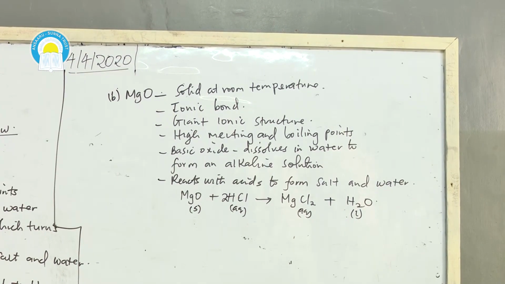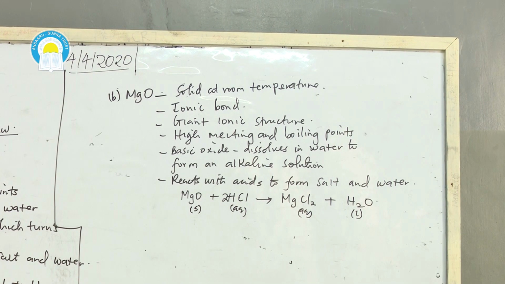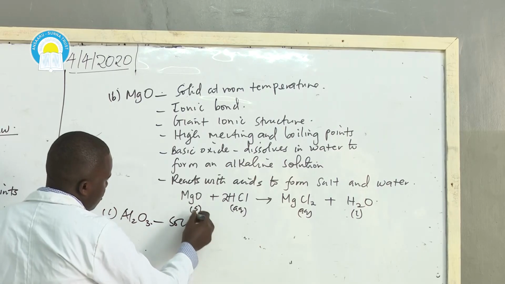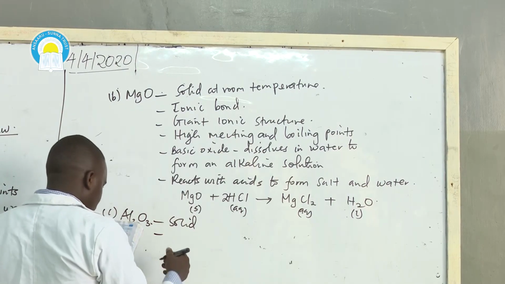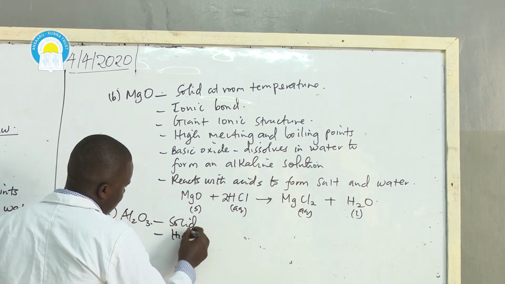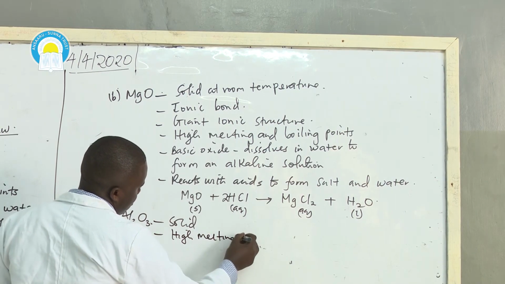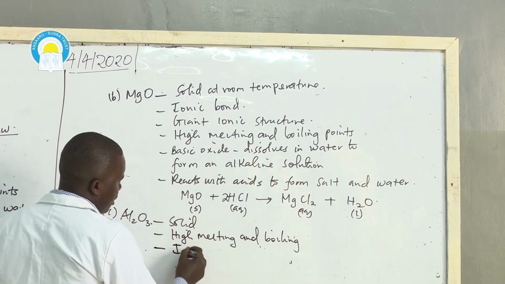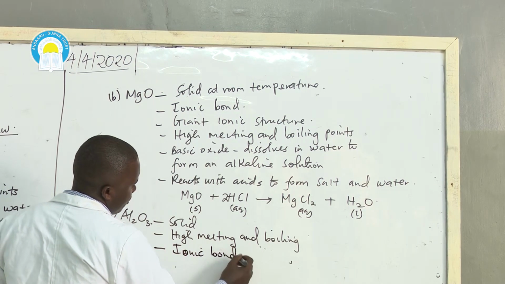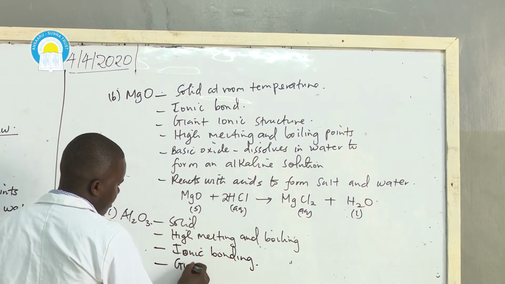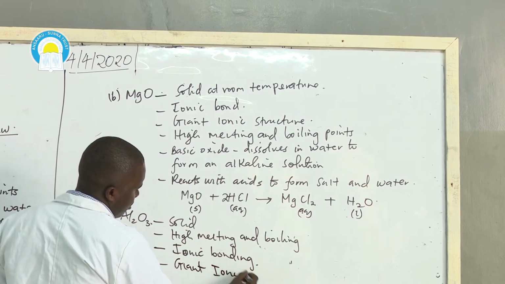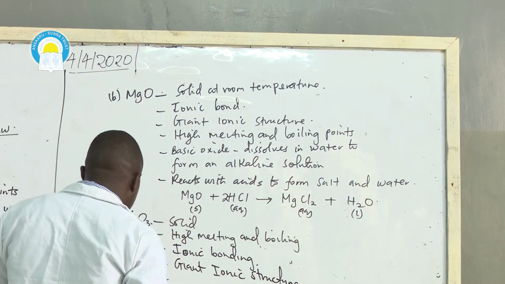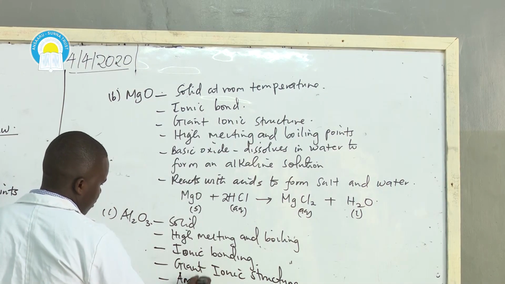So the next, before we conclude, is aluminium oxide. This one is solid at room temperature. It will also have high melting and boiling points. Again, this one is ionic bonding, with a giant structure. This one is an amphoteric oxide.